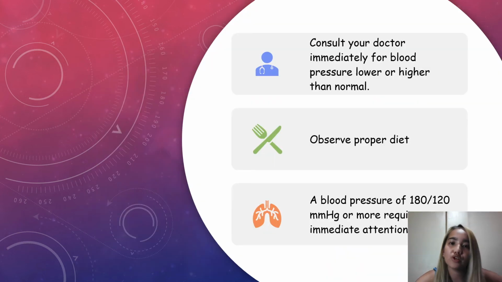So to avoid complications related to blood pressure such as hypertension, dementia, or stroke, we must consult the doctor immediately for blood pressure lower or higher than normal, especially if our blood pressure is 180 over 120 mmHg or more, which requires, of course, immediate attention. And observing a proper diet is also important.